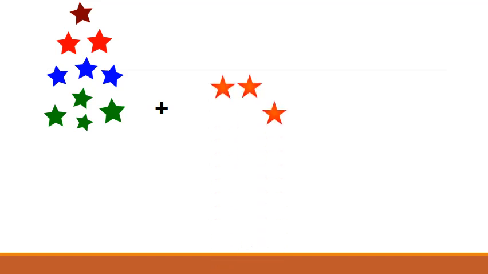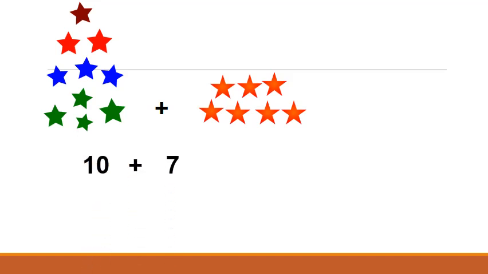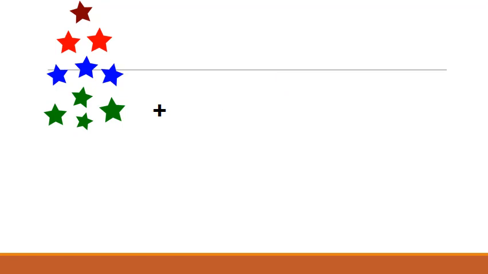Now, again, group of 10 stars plus 1, 2, 3, 4, 5, 6, 7. 7 stars. 10 plus 7 equals, let's count after 10: 11, 12, 13, 14, 15, 16, 17. 10 plus 7 equals 17.